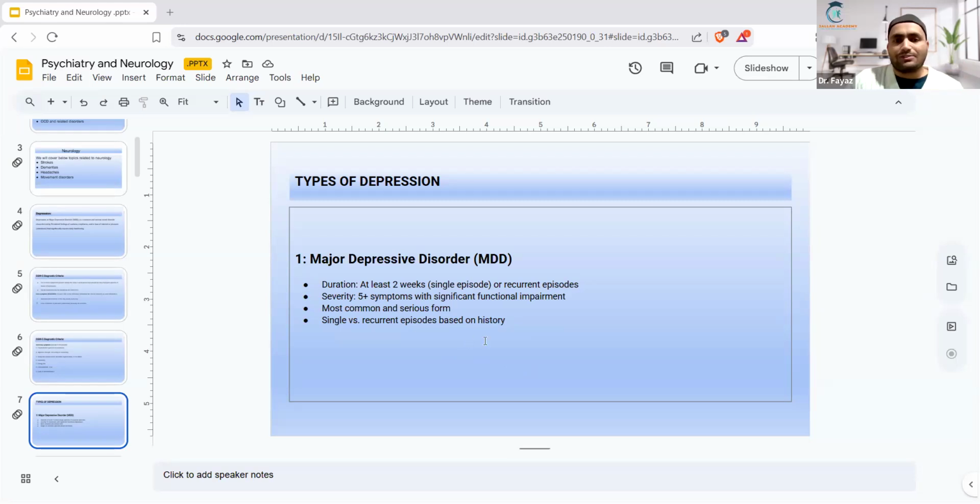We would diagnose patients based on a single episode if it has lasted for 2 weeks, or recurrent episodes based on their history. Remember one very subtle thing about it. If you have a patient who is depressed right now, you must always rule out bipolar disorder. How do you rule it out? You ask about episodes of mania or hypomania, which is elated mood.